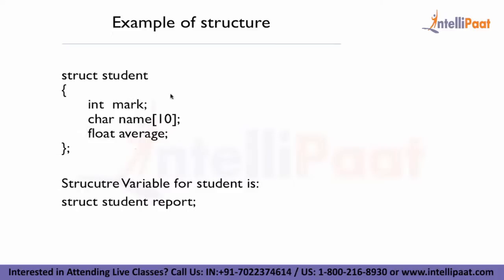This is a structure of a student record. So this is our user defined structure. So this structure has an integer which is marks. This structure also has a character array which is name and a float which is average. So this is a structure, and how we can declare a structure variable in our program is like struct student and report. So this is our variable name and this is the data type.